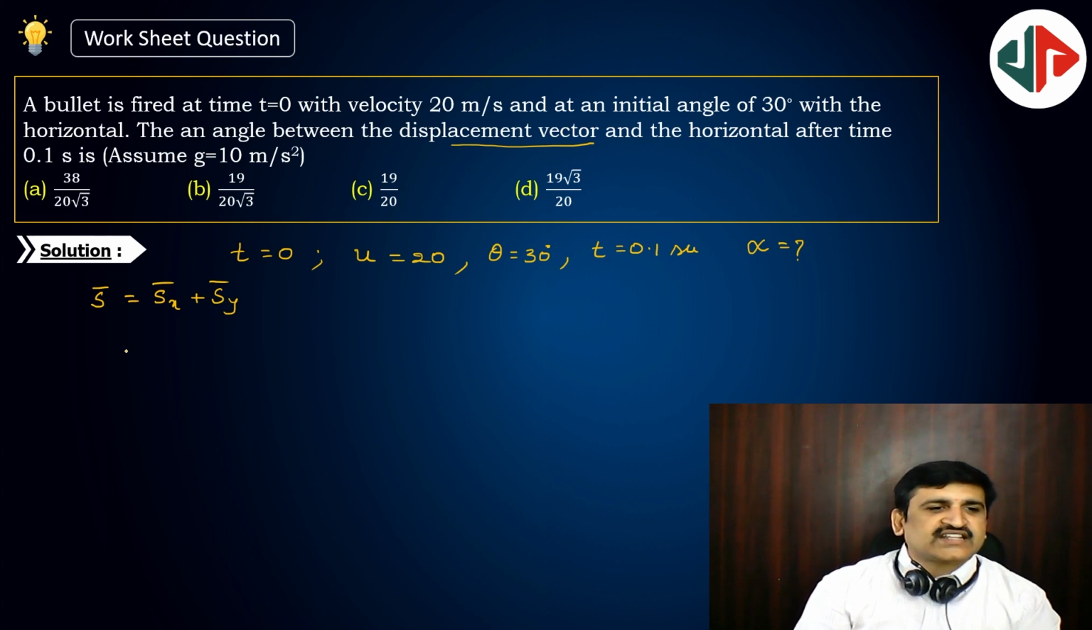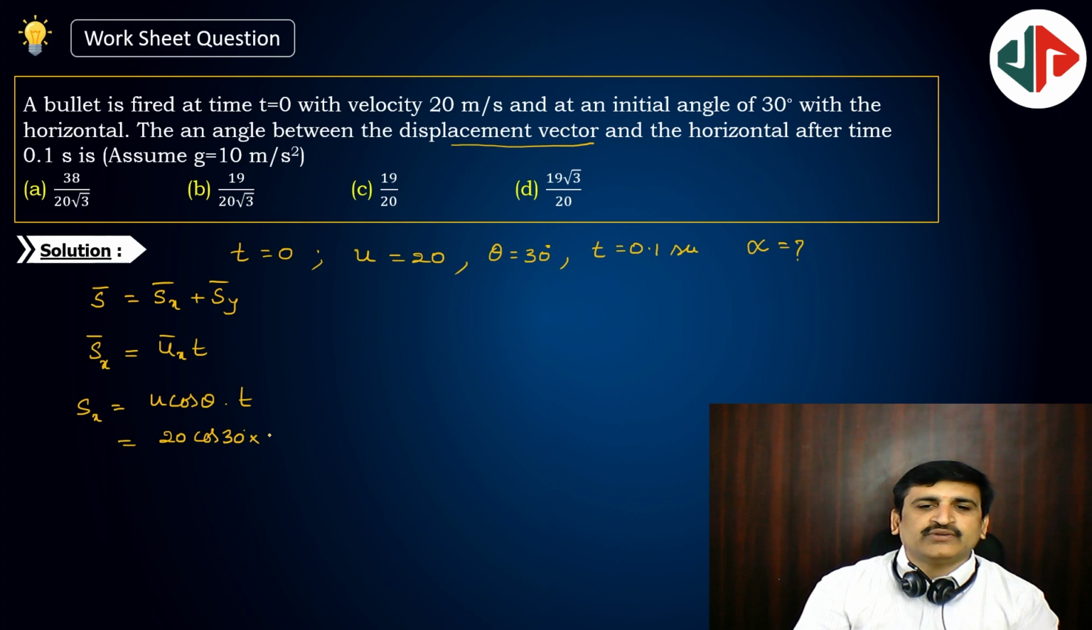So for the x directional displacement, the horizontal velocity remains unchanged. So x directional displacement is velocity into time, S is equal to ut. Of course, half at square will be 0 because acceleration in the horizontal direction is 0. Just this one, ut. We will calculate it separately. Ux is u cos theta into t. So u value 20, cos 30 into t value 0.1.